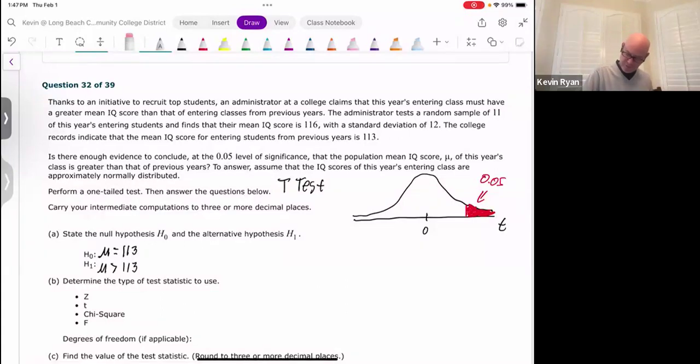And to get the critical value, I have to use inverse t. And the degrees of freedom, so n in this case is 11. So the degrees of freedom is going to be 10.